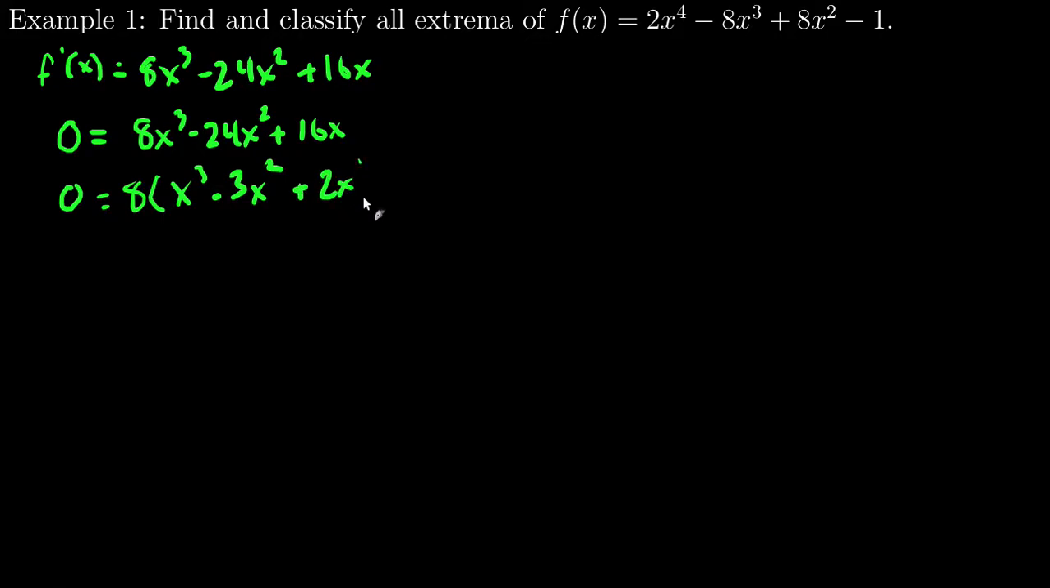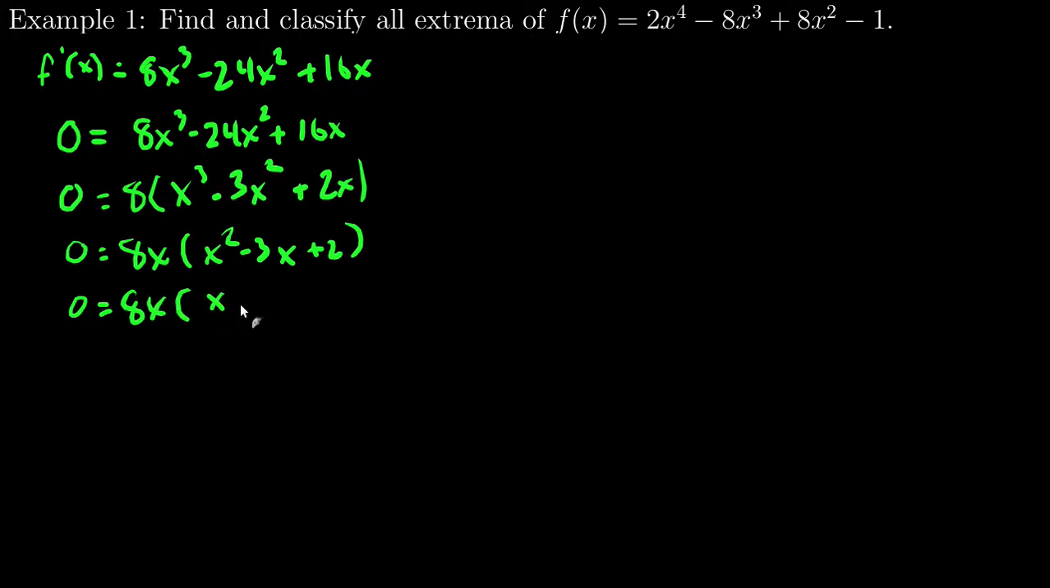I can factor out an x. And then this quadratic factors as, so we have 0 equals 8x times (x minus 2) times (x minus 1), which means we have critical points at x equals 0 from this, or positive 2 from this, and positive 1 from this. I'll keep them in this order. So we found the critical points.